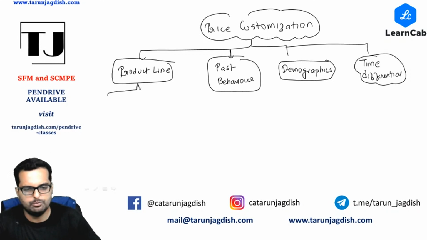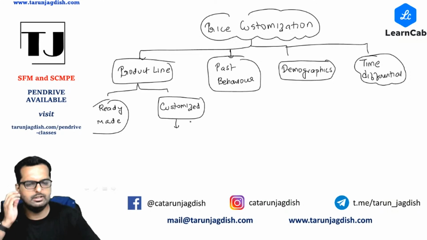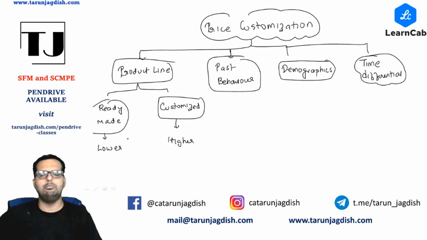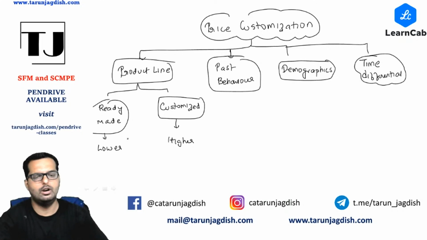For example, product line. Friends, we can give 2 types of product line. One, we can give a ready-made product. I can give a ready-made shirt, or I can give a customized shirt. A customized shirt will definitely have a higher price compared to a ready-made shirt. Why? Because a ready-made shirt is already made. You just have to go and buy it. Customization, they have some extra work involved.